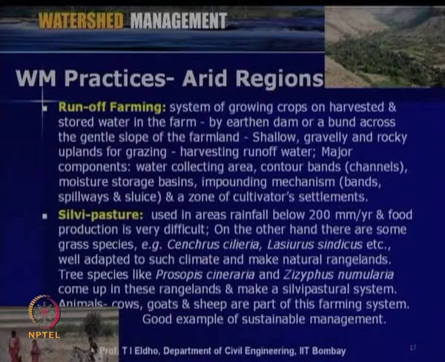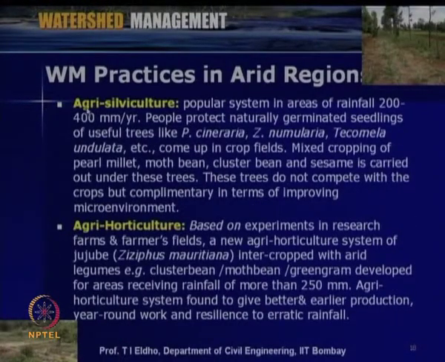So depending upon the area, since the rainfall is very low, we utilize the plantations, possible plantations, and grass species, and then depending upon that we grow the animals, and we get the income from these animals. So that is so-called silvipasture. And then another system is called agri-silviculture.